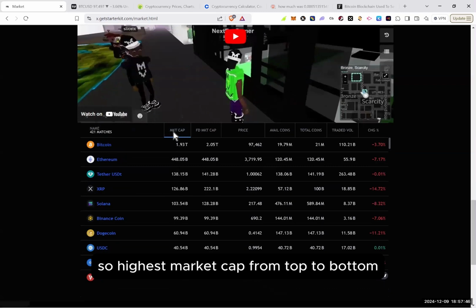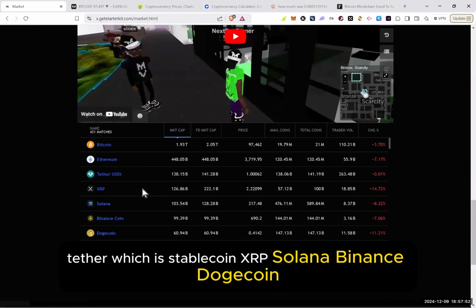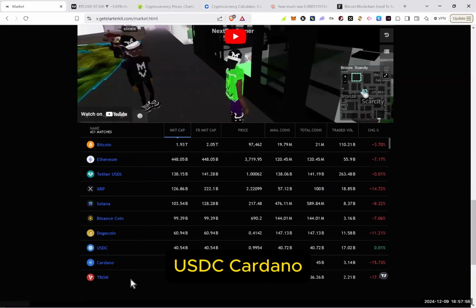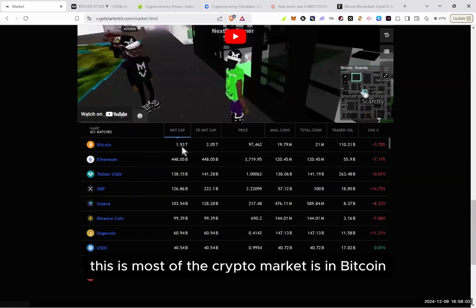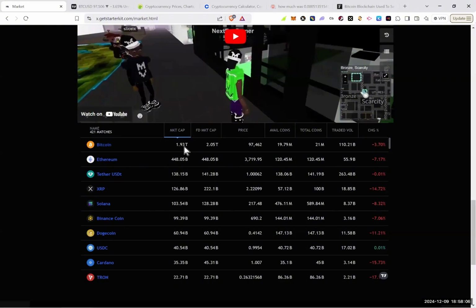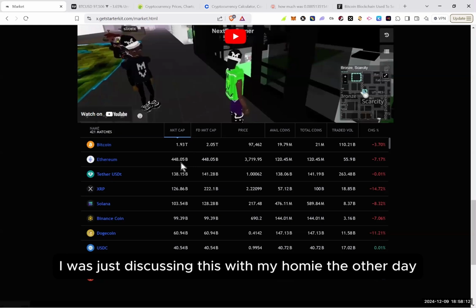So, highest market cap from top to bottom. Look at this list: Bitcoin, Ethereum, Tether, which is a stablecoin, XRP, Solana, Binance, Dogecoin, USDC, Cardano, Tron, right? Now, what's interesting about this list is that most of the crypto market is in Bitcoin and Ethereum.